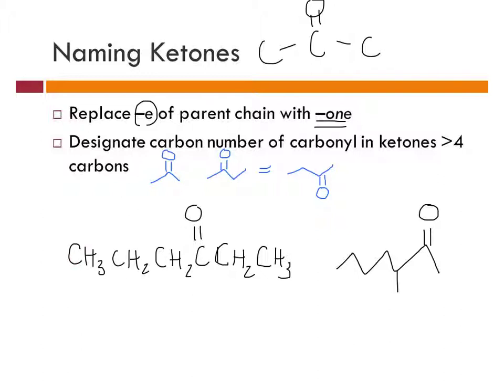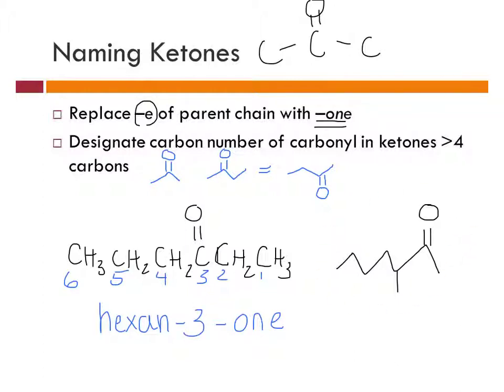Alright, so this compound on the right is 1, 2, 3, 4, 5, 6 carbons long, so we know we're dealing with hexan-something-one. And as usual, we want to number from the side that gives the lowest number to our functional group, so that gives our carbonyl here the lowest number, so we are going to end up with hexan-3-one.